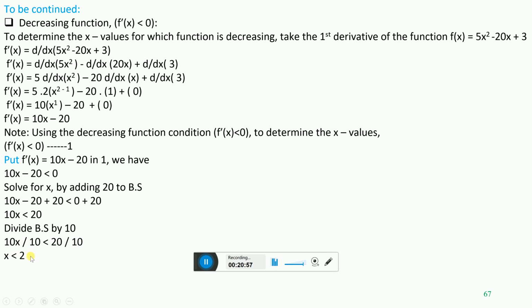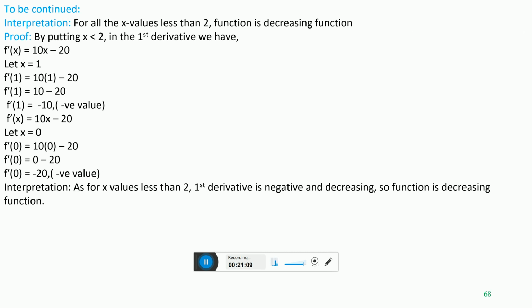So we determine the x values for which this function will be a decreasing function. What are the x values? All those x values which are less than 2. Now, the interpretation: for all the x values less than 2, the function is a decreasing function.